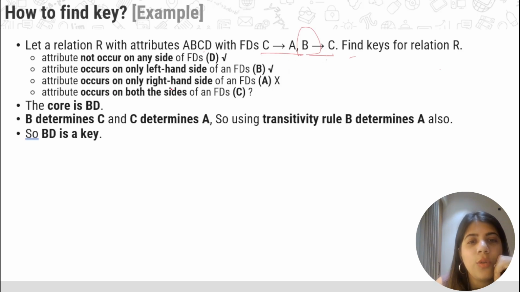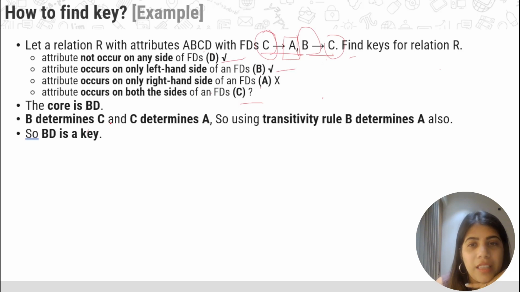Attribute occurs only on the right hand side of the functional dependencies. Yes, A occurs on the right hand side, so this condition says it cannot be a key. However, an attribute occurs on both sides of the functional dependencies, which is C. C is occurring on the left hand side and on the right hand side also. So the core is from the two conditions which are correct, which is D and B.